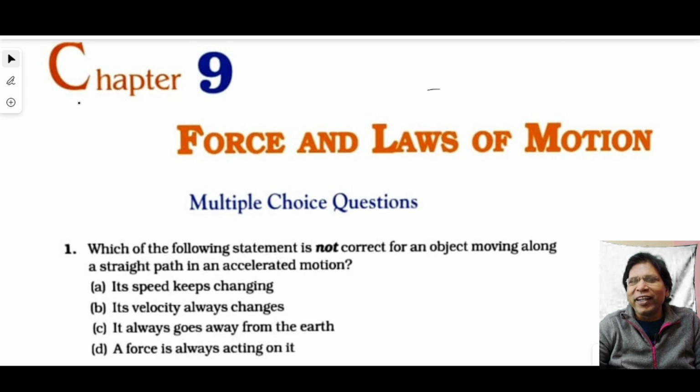Today I will be discussing chapter 9 of class 9, Force and Laws of Motion. This is the exemplar MCQ of class 9. This video will be extremely helpful for you, and this video helps you to get full marks in physics. So let's start.